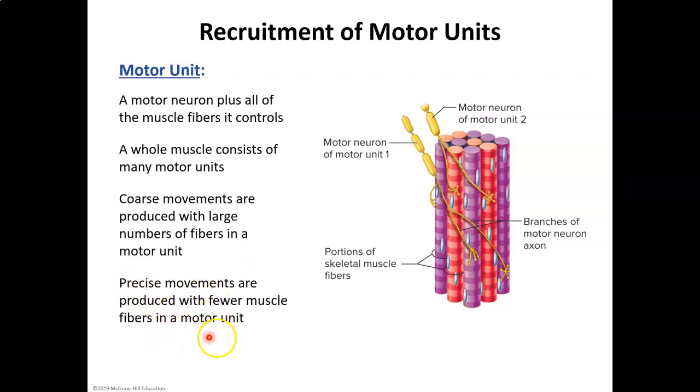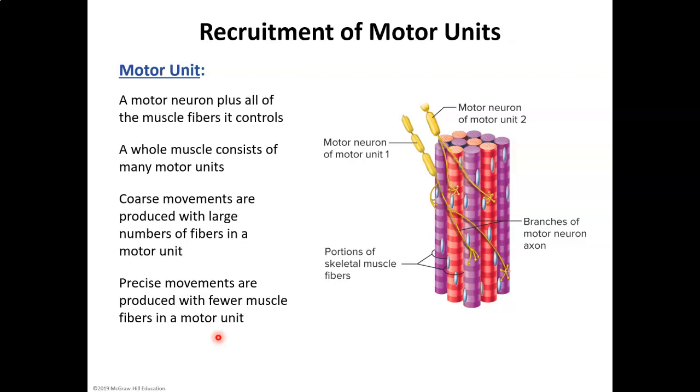Precise movements are produced with fewer muscle fibers. Your fingertips, the movement of your eyes, the muscles that move your eyes around are very finely controlled. And so one motor neuron might control just a few muscle cells. You need to be very precise. So you would still add motor units, but you would add another motor unit that has maybe 10 or 20 or 30 more muscle fibers, and then another and another, depending on how you need to move your eyes around. You need very fine control.